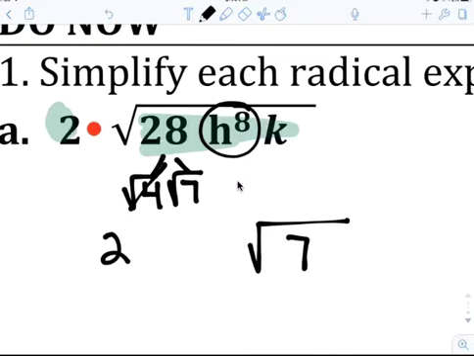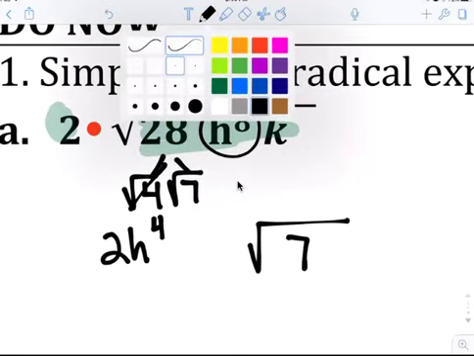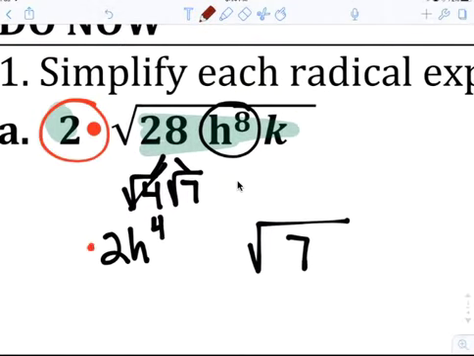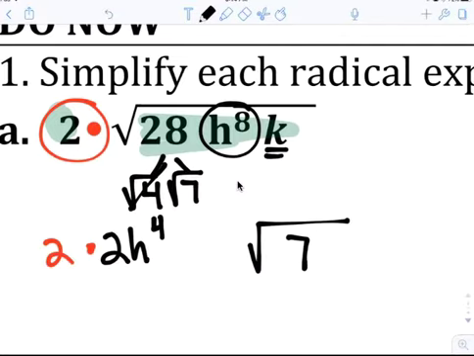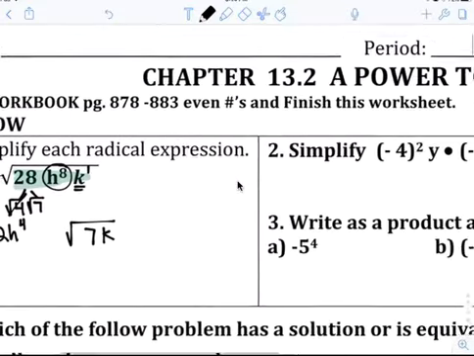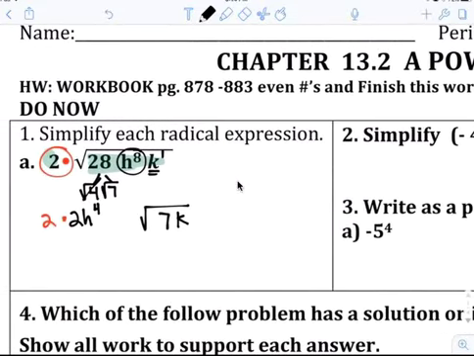Each, there's 8 of them. Pair up the h to the 4th. Remember, you also need to times this 2 times the 2. Okay, h to the 4th, and k is inside because they don't have a pair. And your answer then is 4h to the 4th, square root of 7k. Right there.